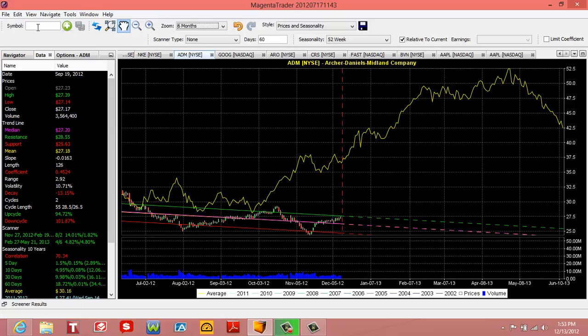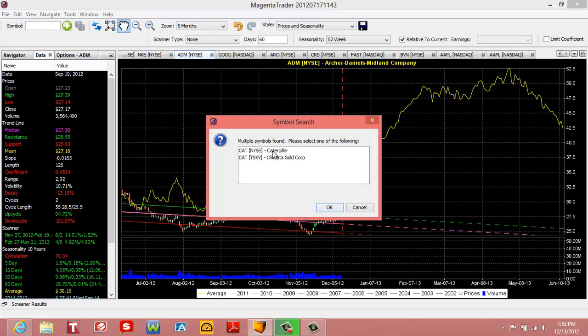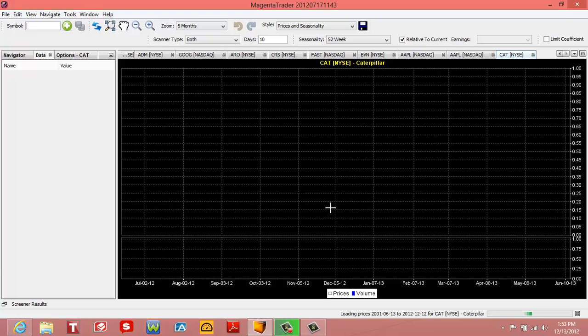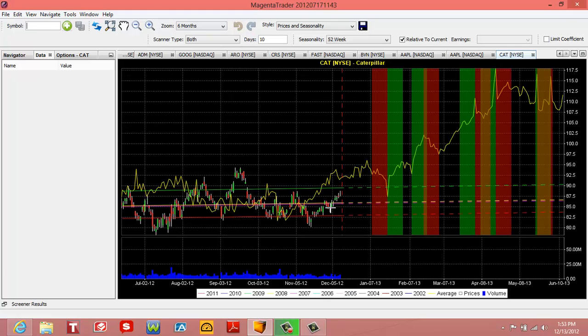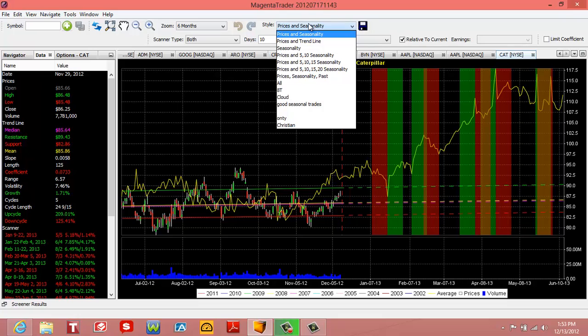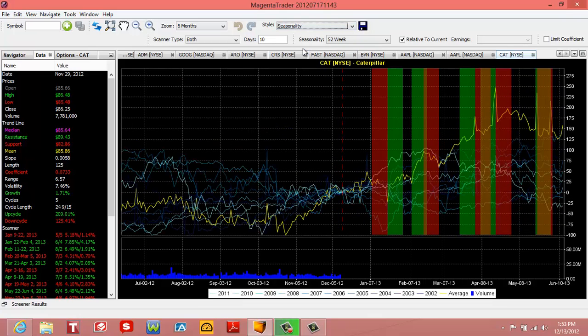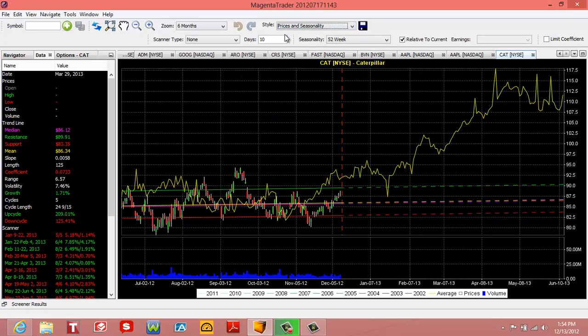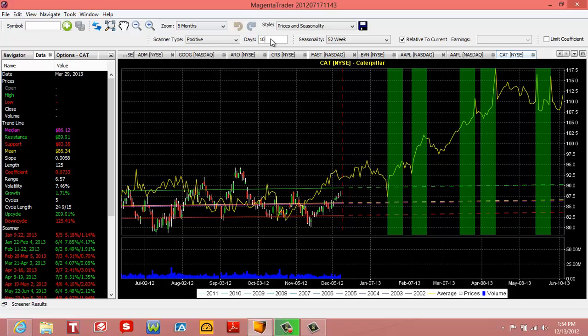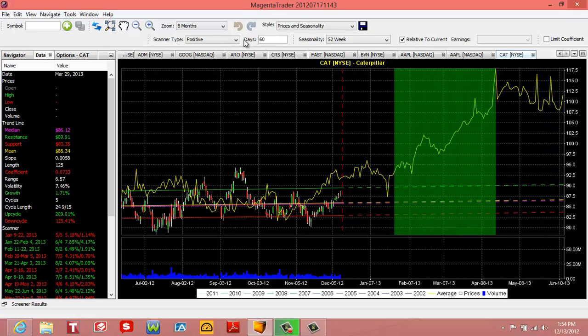Now let's look at, for example, Caterpillar. Okay, and let's do a seasonal analysis on Caterpillar. Okay, so if I go to Caterpillar and I do a seasonality analysis, you can see how it's showing me this yellow line. This is the time of the year this stock tends to go up. Now let me load the prices and seasonality, and let me say, show me the best, let's say 60 days for this stock to trade.